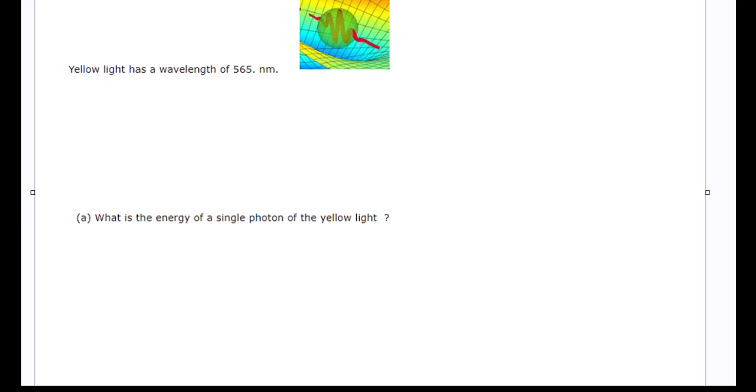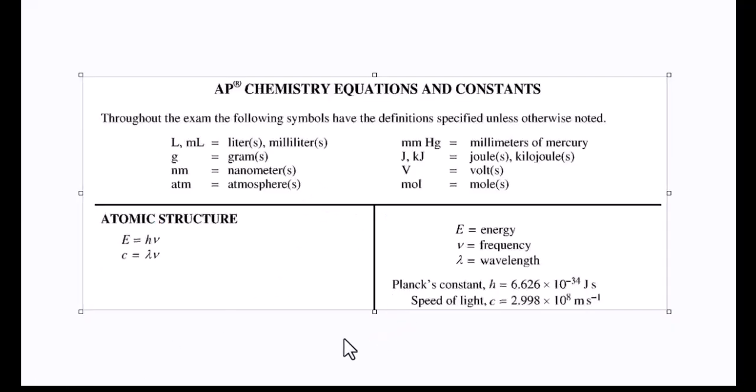Now on the AP exam, you're given a set of equations, and this is the set of equations that you'd use to solve this problem. It involves energy, in this case the energy of the photon, frequency, which is symbol nu, and lambda, which is the symbol for wavelength of these photons. The frequency is how many of these photons go by in a second. You're given a couple of constants associated with this, Planck's constant, which is h, and the speed of light, which is c. And here's our energy is equal to h times nu, the frequency.